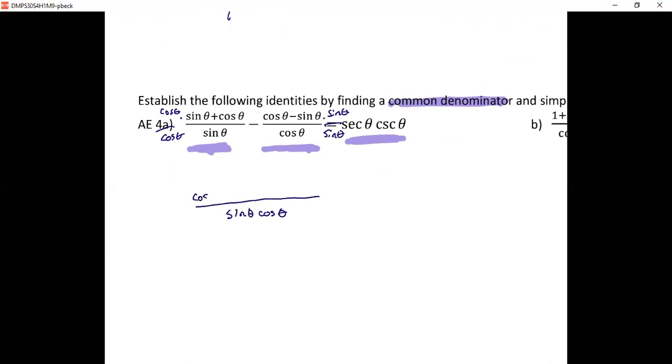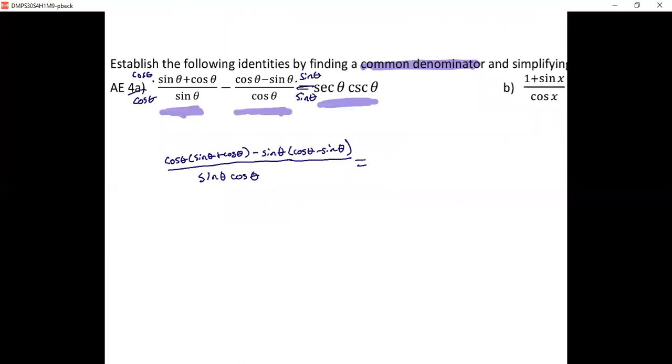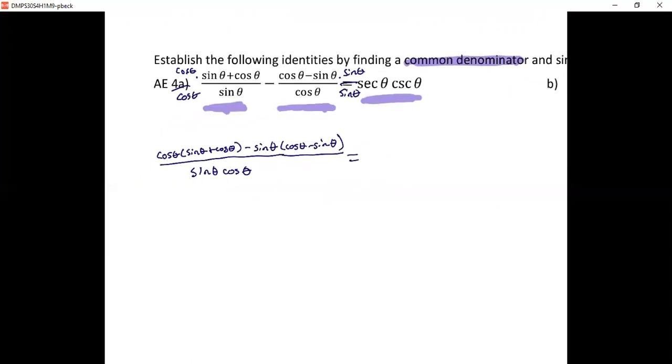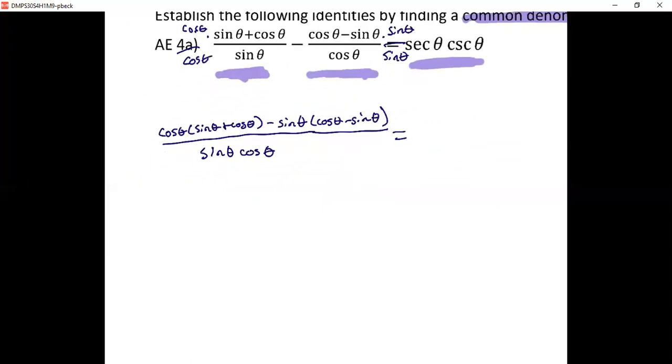And what I get is cosine theta times sine of theta plus cosine of theta minus sine of theta times cosine of theta minus sine of theta, all over sine of theta cosine theta, which is going to equal the other side. Now let's go ahead and line this up just a little bit better. That's on me, not you guys. So now that I have that lined up, is there anything I could do? I'm not seeing it quite right away. So let's go ahead and distribute.